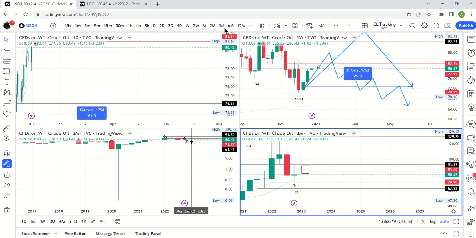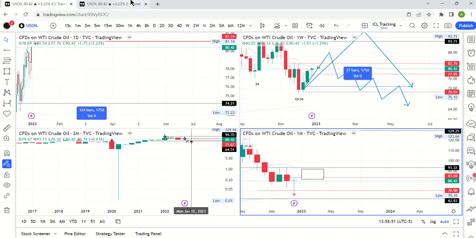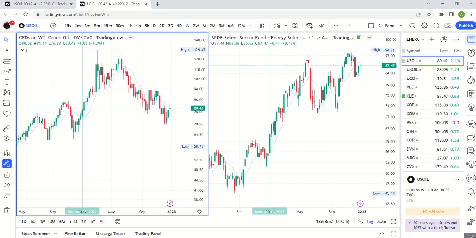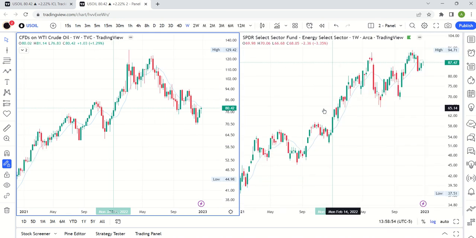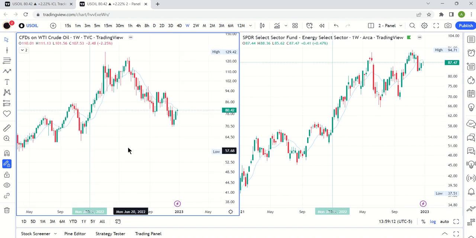Now let's move on to XLE. When we do that, I want to look at XLE versus oil, sort of a two-panel chart. The chart on the left is oil itself. It's a weekly chart. The chart on the right is XLE. I've drawn this green line here right around where January starts. I know that's somewhat arbitrary, especially on the chart, but you can see the picture is very clear.